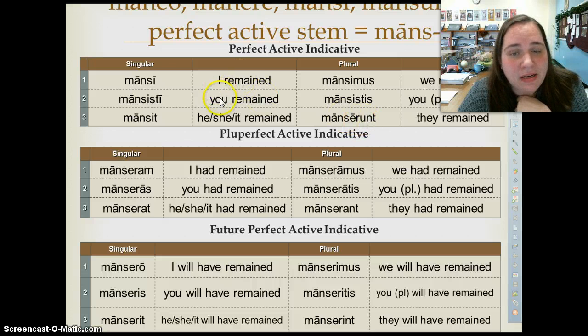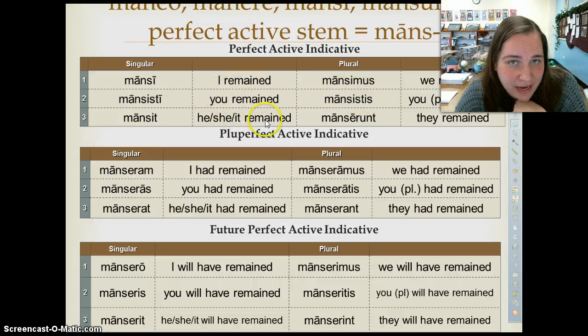And again, I remained, you remained, he, she, or it remained. You could also translate this, I have remained, you have remained, she has remained. Or you could translate it, I did remain, you did remain, she did remain.